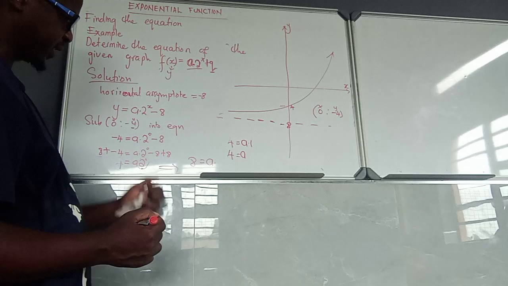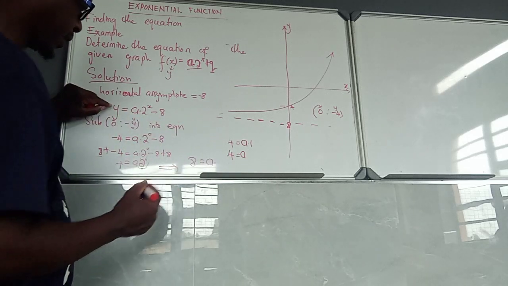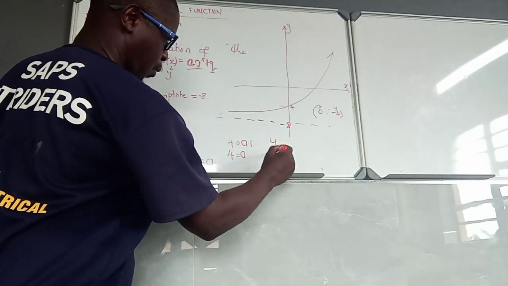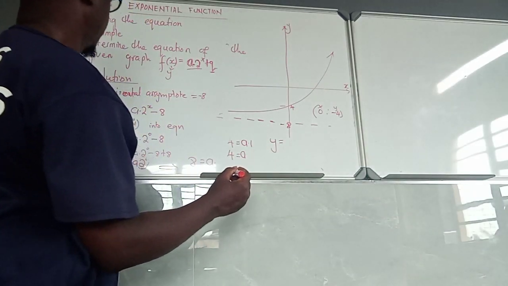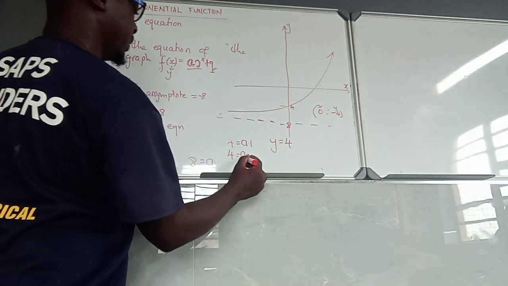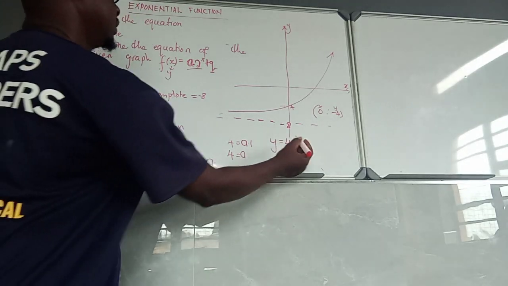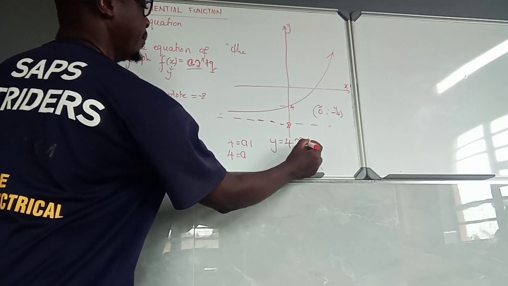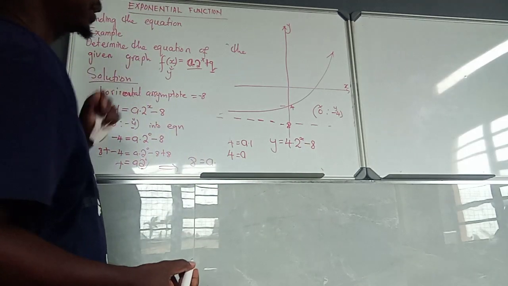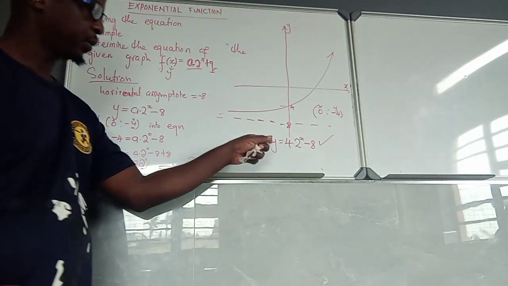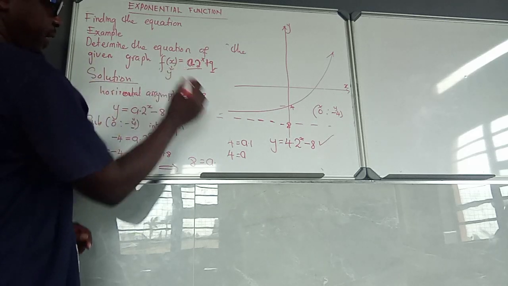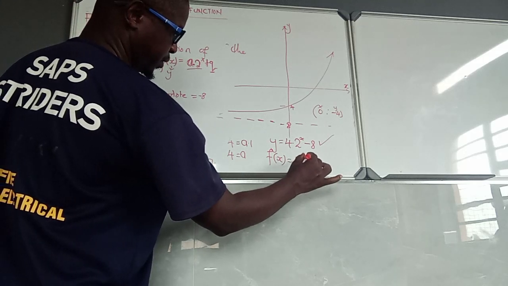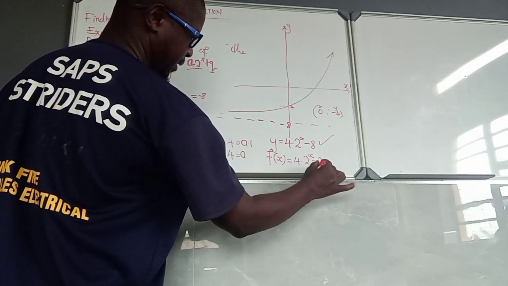So now, knowing that our a is equal to 4, we can go ahead and substitute into this equation, which is now y is equal to 4 times 2 to the power of x minus 8. That is our final equation. It is now written in the form of f, so we can also write f of x, change it if you want, equal to 4 times 2 to the power of x minus 8.